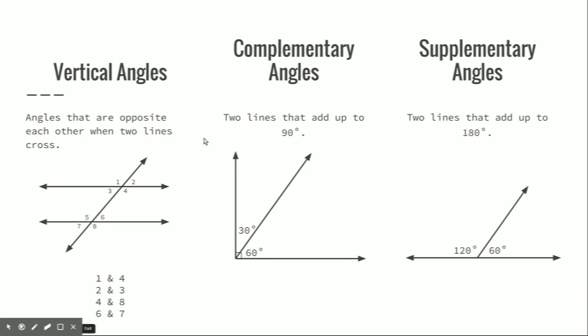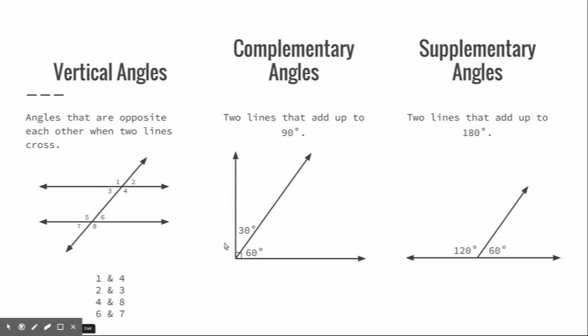Complementary angles are two lines that add up to 90 degrees. So 30 degrees and 60 degrees creates 90 degrees. And supplementary angles are two lines that add up to make 180 degrees.